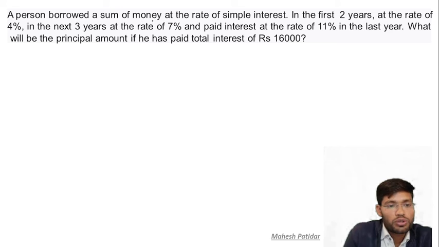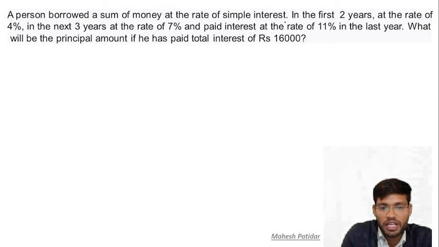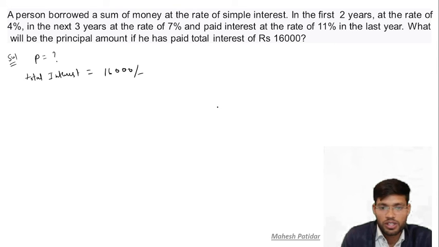A person borrowed a sum of money at the rate of simple interest: in the first 2 years at the rate of 4%. That means, first of all, solution. Now the principal we have to calculate, and the total interest is equal to 16,000 rupees. Clear?